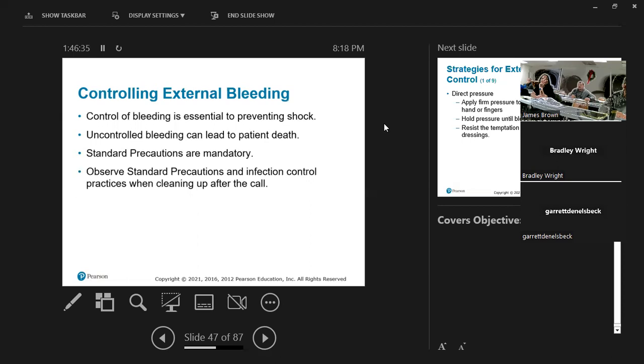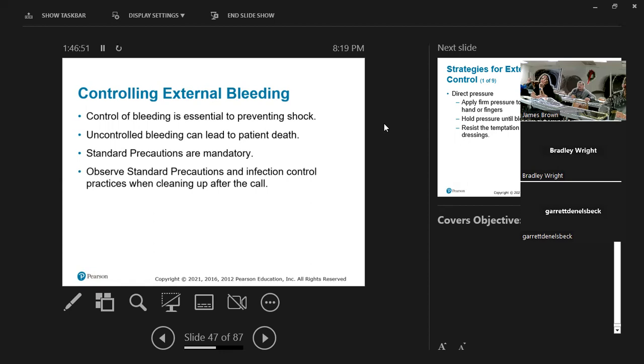Uncontrolled bleeding can lead to patient death. Like I said, all bleeding will stop eventually. It's not a question of why, it's a question of how at that point. And standard precautions are mandatory. That would be mask, eyes, gloves, gown.